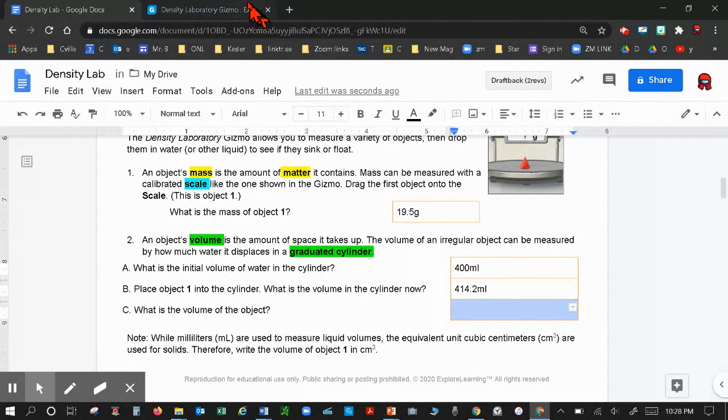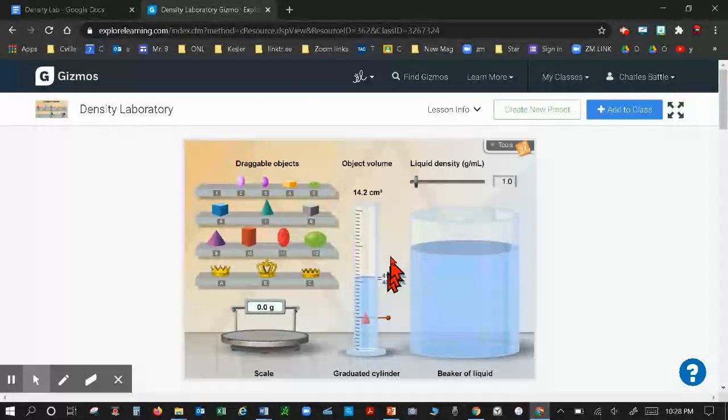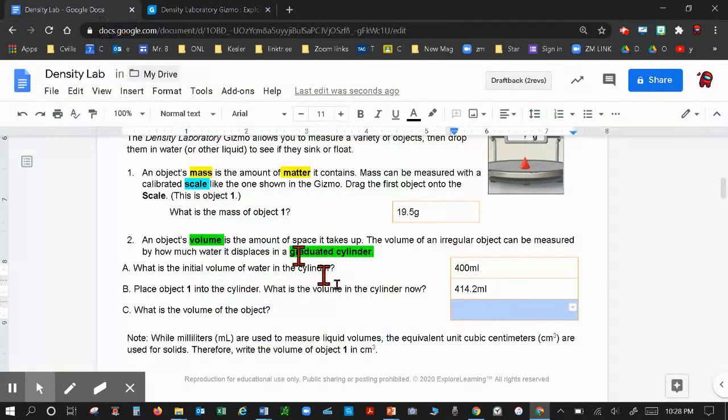So now the volume, what is the volume? What's the difference between those two? The nice thing is the gizmo calculates it for you at 14.2. So now I have my 14.2. That's my actual volume of this object.